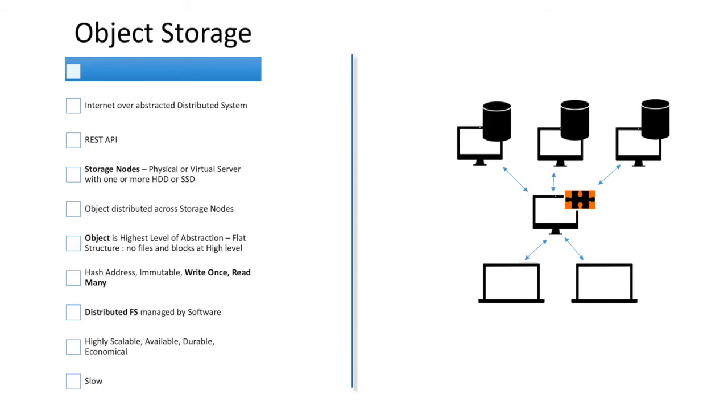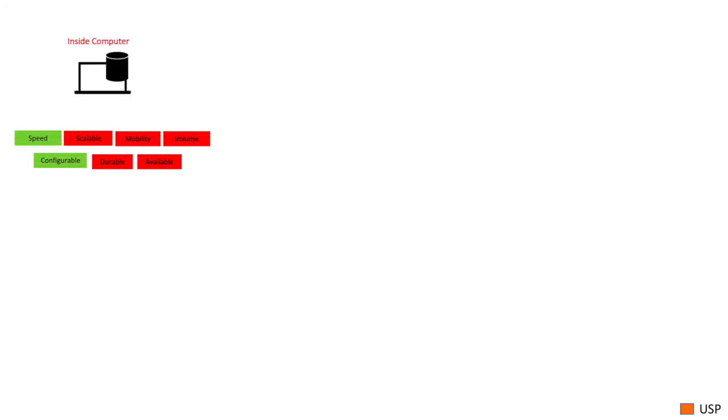But it is slow. So this is best suited for scenarios like today, like Internet of Things and big data. So finally, we come to the five models that we represented. We are just going to compare them against the parameters. So inside computer, speed could be very high, configurable could be very good, but no other benefit you are going to get.